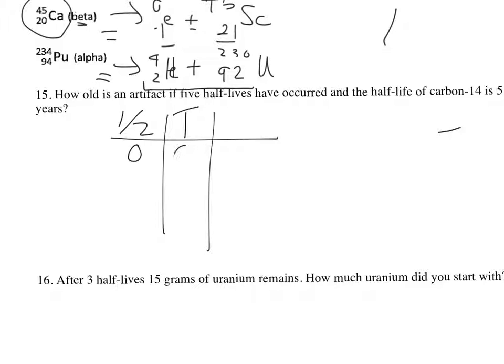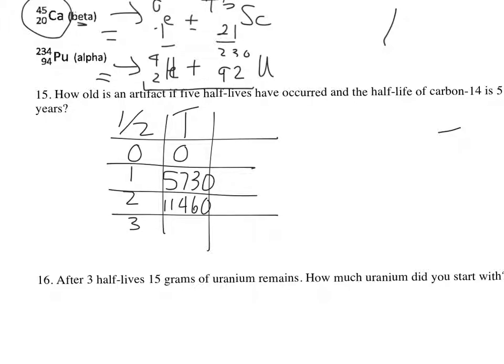So both start with 0. 1 half-life is equivalent to 5,730 years. 2 half-lives, you have to double that, or add the 5,730. So that would be 11,460 years. And I'm going to keep drawing arrows so I don't lose my spot. 3 half-lives would be, again, 11,460 plus 5,730, and that will equal 17,190. 4 half-lives, again, doing the same exact thing, adding on another 5,730.